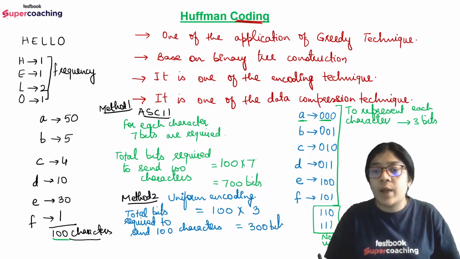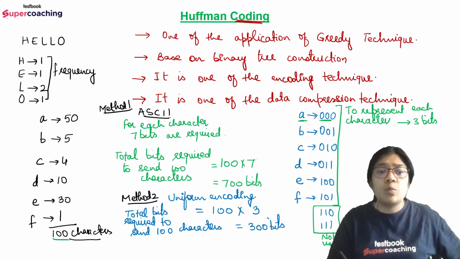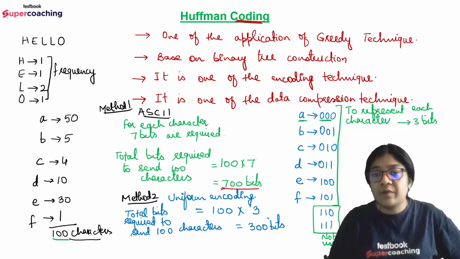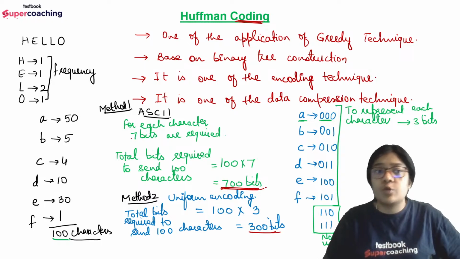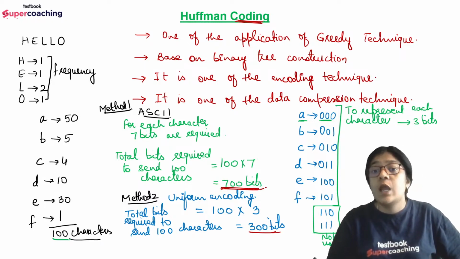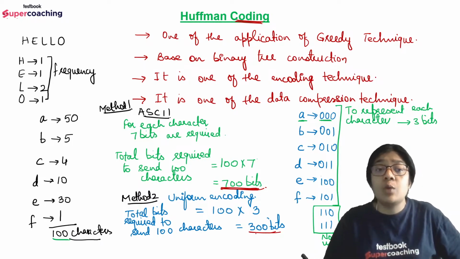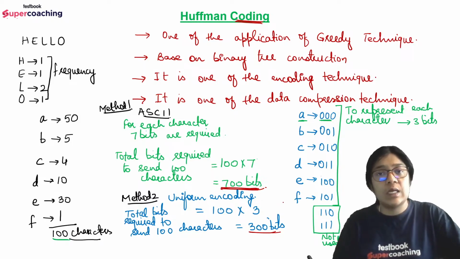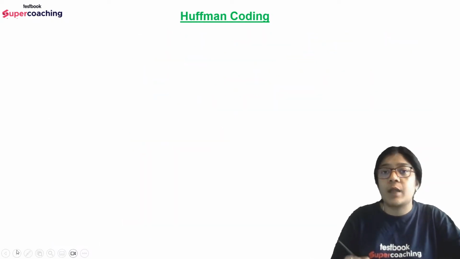Can you observe one thing? With the method 1, it was taking 700 bits. यहाँ पे 700 bits चाहिए थी, but now it is taking just 300 bits. So the number of bits are reduced. Same message send करने के लिए 400 bits reduce होगी. Now the question is, can we reduce it further? Yes, definitely it is possible with the help of the Huffman coding.